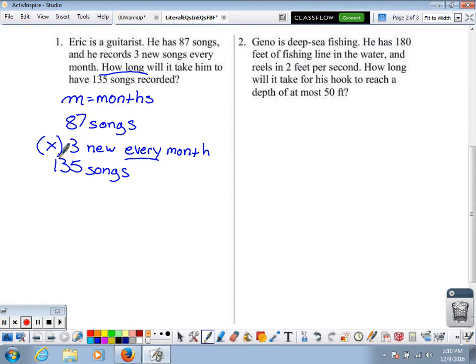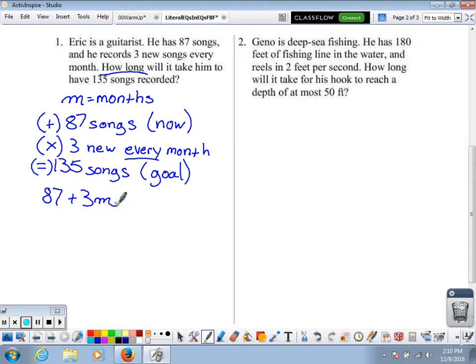So now I have this 135 songs and this 87 songs. What's the difference between those two? What's the difference between the 87 songs and the 135 songs? And what's the 135 songs? That's his goal. That's what he wants to have. Okay, so we're starting with 87, and we're going to add to it until we get to 135. So let's build that equation. We've got 87 plus 3 new songs every month until he has 135 songs.